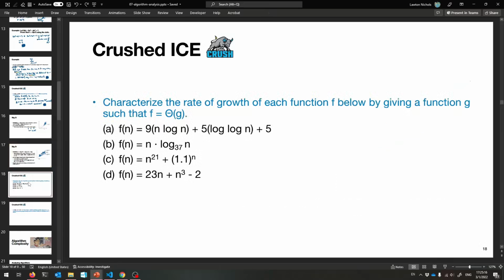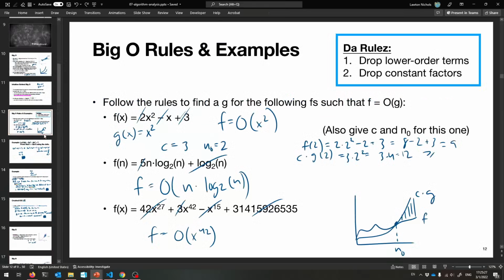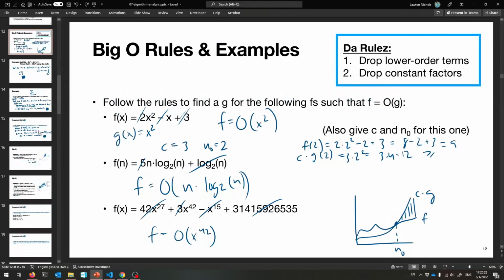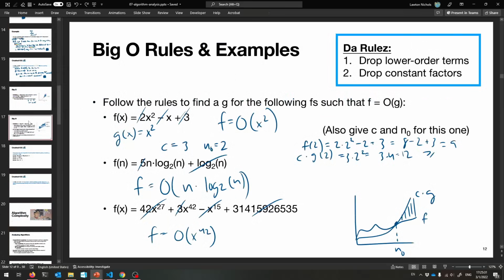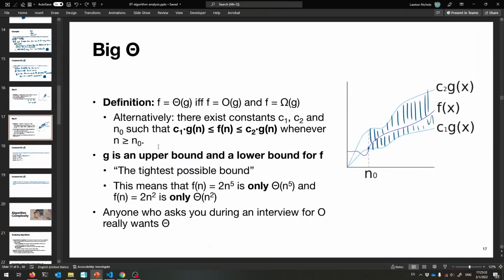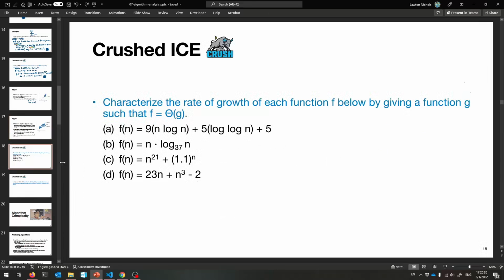And now I want you to try this. Characterize the rate of growth for each function f by giving a function g such that f is big theta of g. And so really, you're just going to follow these rules again. But that is why we follow them. That gives us the tightest possible bound. That's lovely. Okay, so give this a try.